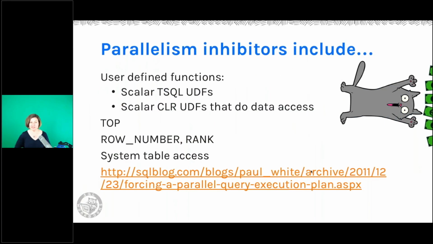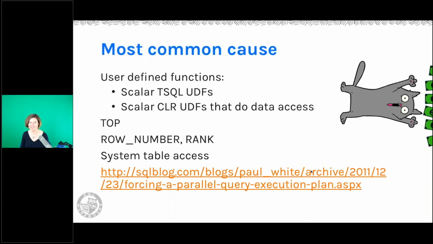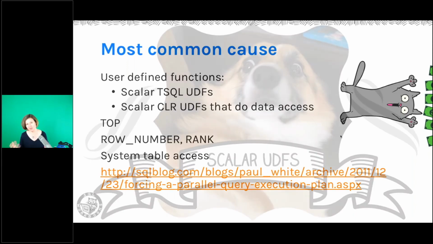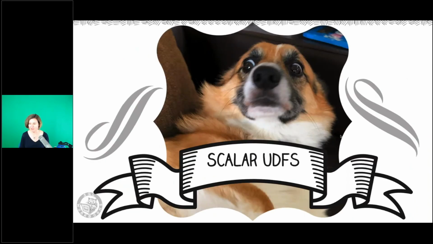There is a greater list of this on Paul White's blog. The blog post is called Forcing a Parallel Execution Plan, and it lists the inhibitors. Very, very helpful blog. And this blog post was what helped me figure out to look for the scalar T-SQL UDFs in computed columns. So it saved the day there. Very, very good stuff. The most common causes of parallelism inhibitors that I see, the things that kill parallel plans, are, in fact, the winner here. The most common cause is user-defined functions. Scalar UDFs are the biggest parallelism killer that I have encountered.